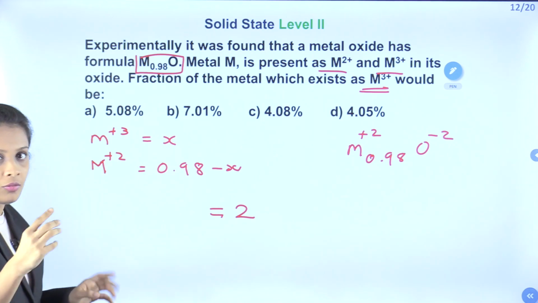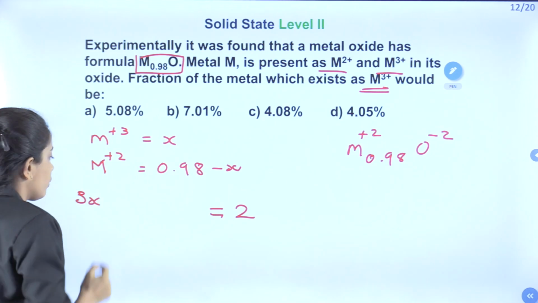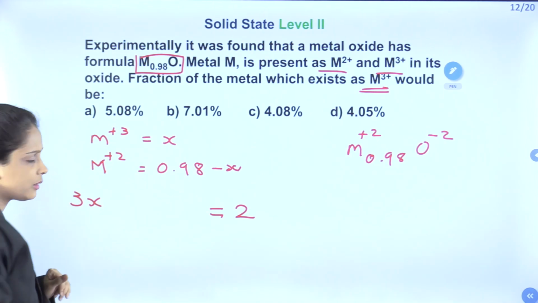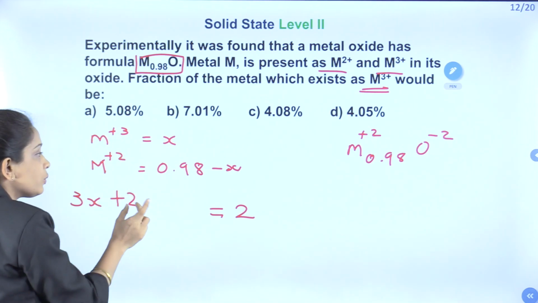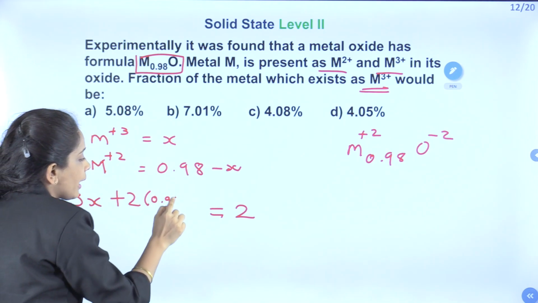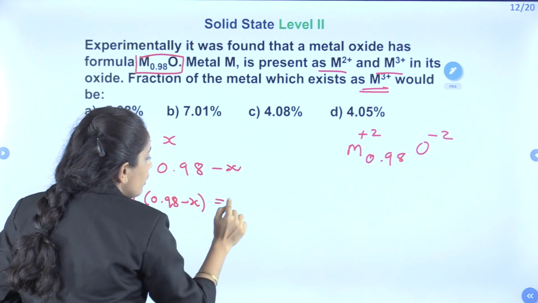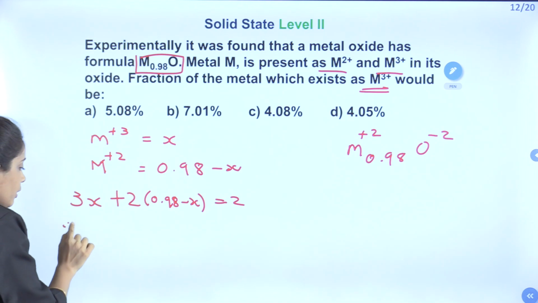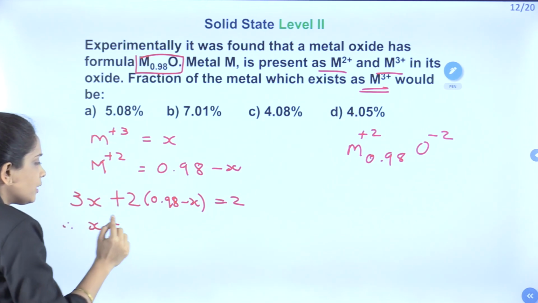Now, the oxidation state is 3 for this M+3, so we will be writing it as 3 times x to balance it, just a simple thing. It is present 2 times, and the oxidation state is +2, so we write it as 2 times (0.98 minus x). Yes student, I want you to solve this simple equation, and therefore what answer will we get for x? Just solve and tell me the answer.